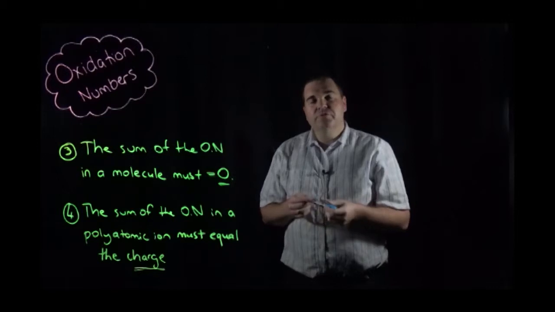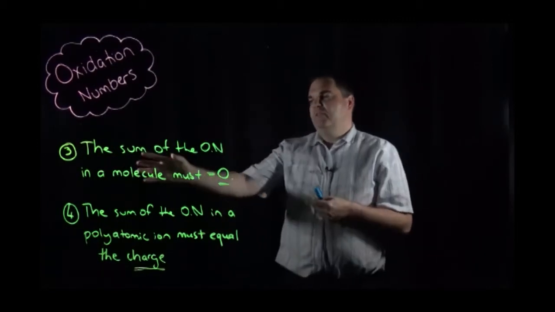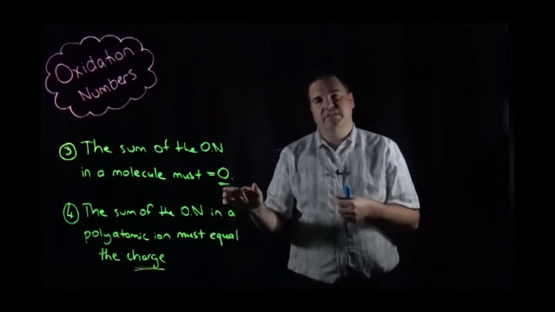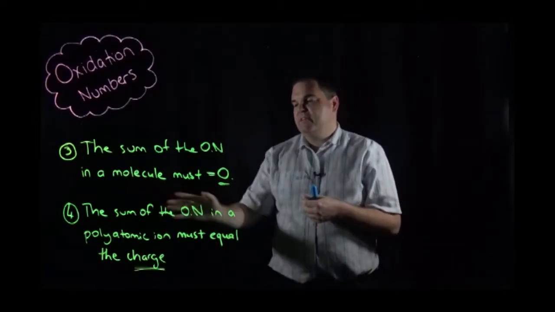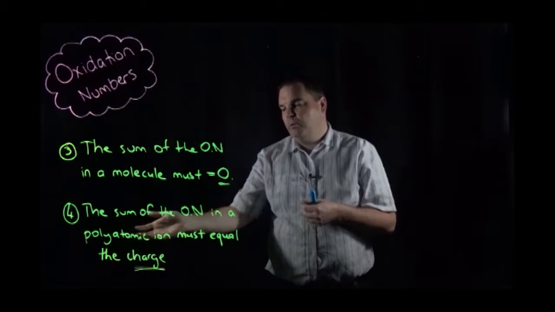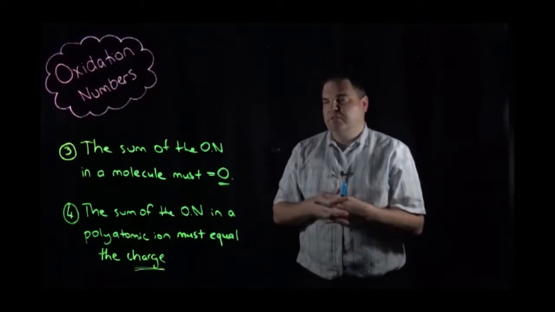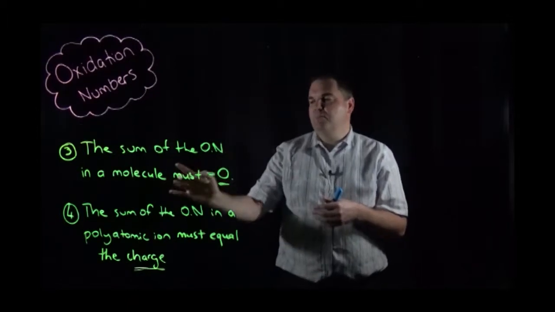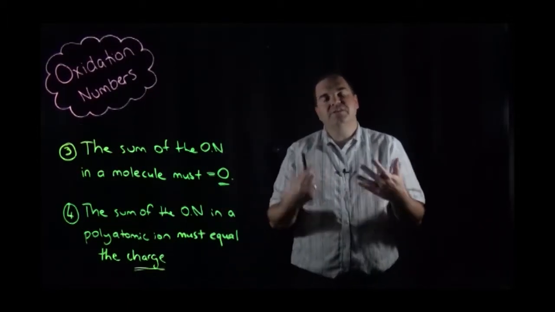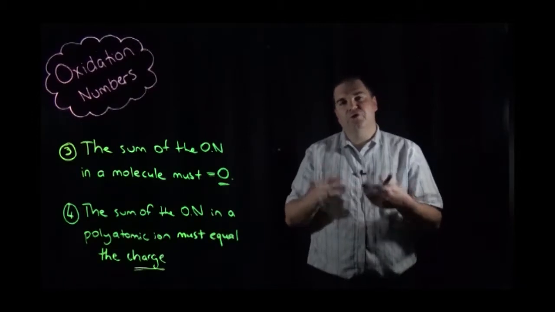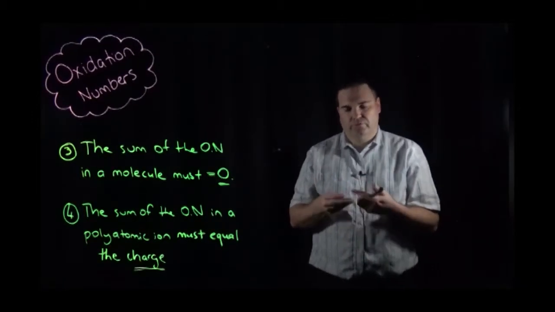So the other 2 rules that I want to go through are this one, that the sum of the oxidation numbers in the molecule must equal 0, and that the sum of the oxidation numbers in a polyatomic ion must equal the charge. All right, so I'll deal with those individually. So first off, the sum of the oxidation numbers in a molecule must equal 0. So this is where you've now got a couple of atoms joined together, and I'm going to use some of the ones that we just went through with the first rule.